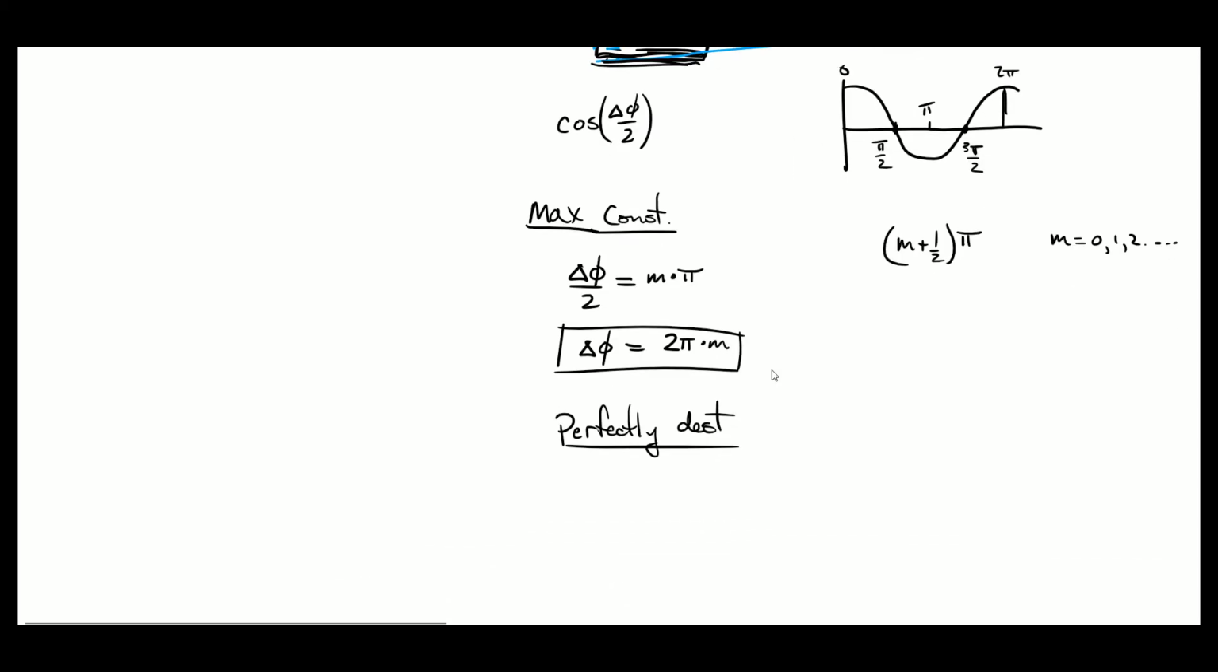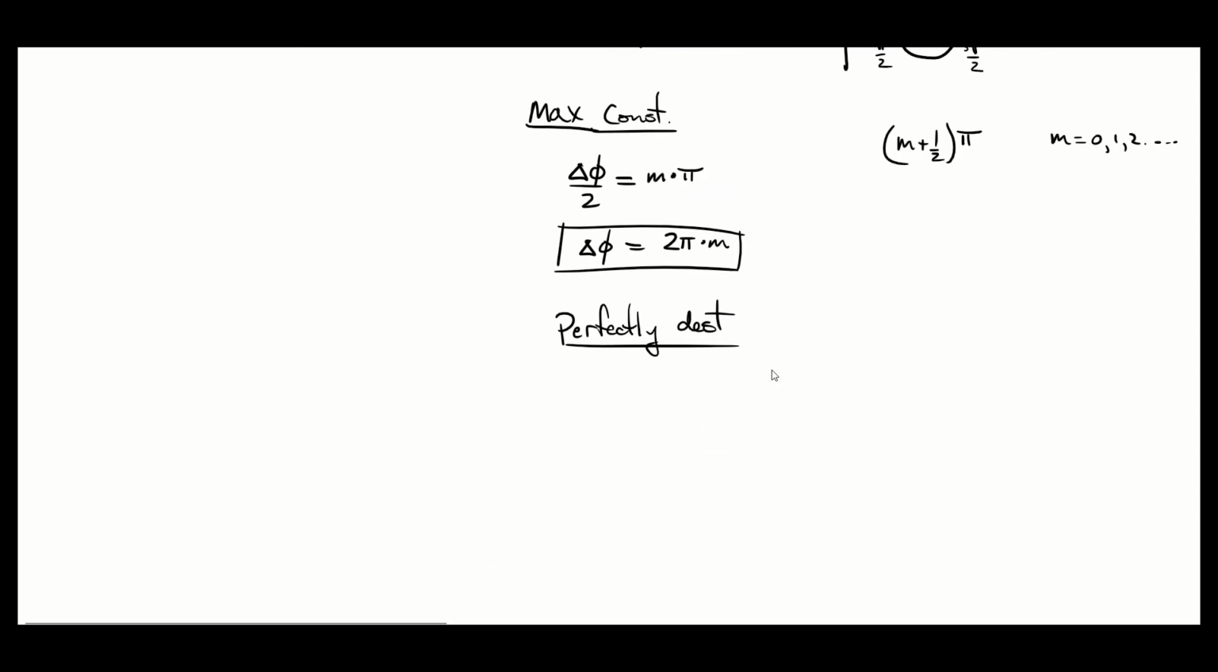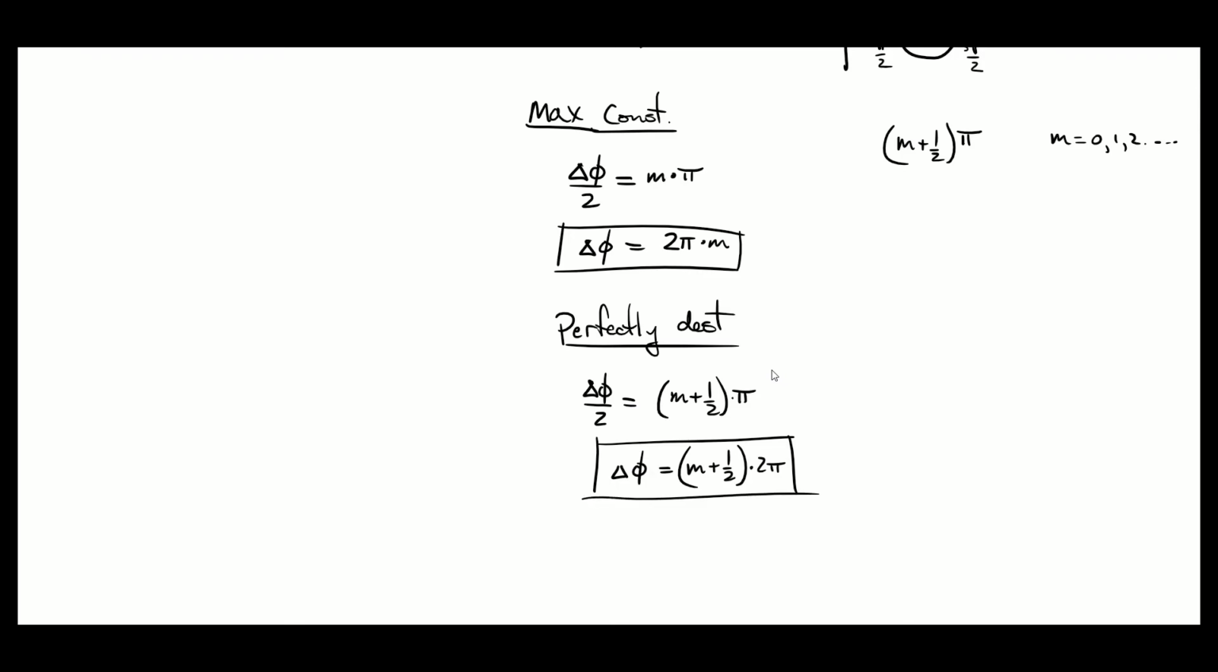So for perfectly destructive interference, we have that delta phi over 2, that argument, has to be equal to m plus 1/2 times pi, or our phase difference has to be m plus 1/2 times 2 pi. And that gives us the requirement for perfectly destructive interference.